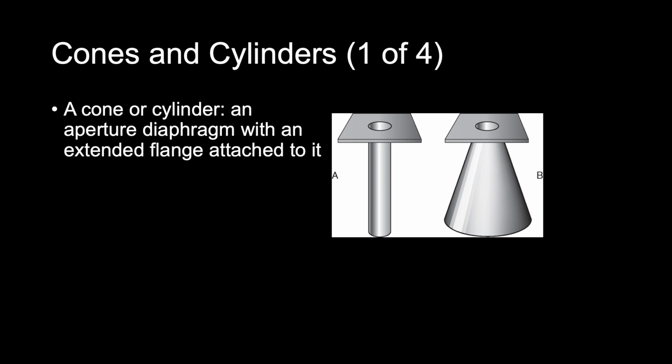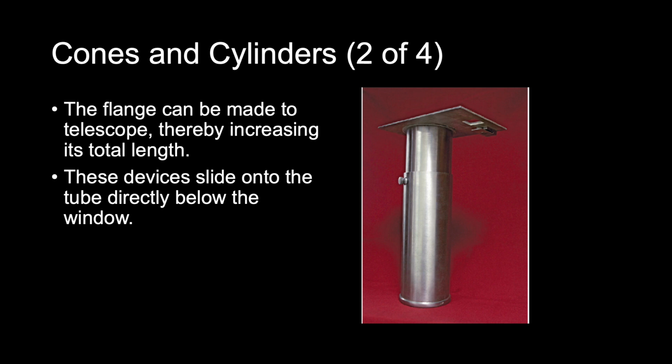Cones and cylinders are shaped differently, but they have many of the same attributes. A cone or cylinder is essentially an aperture diaphragm that has an extended flange attached to it. The flange can vary in length and can be shaped as either a cone or a cylinder. The flange can also be made to telescope, thereby increasing its total length. Like the aperture diaphragms, cones and cylinders are easy to use. They slide onto the tube directly below the window.